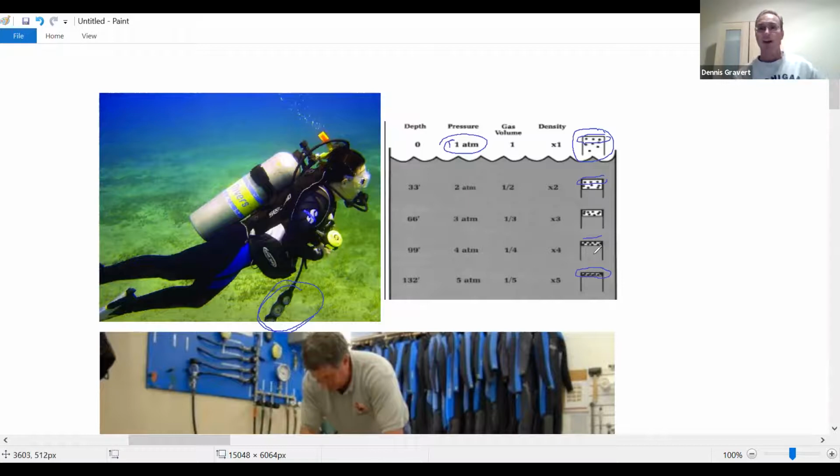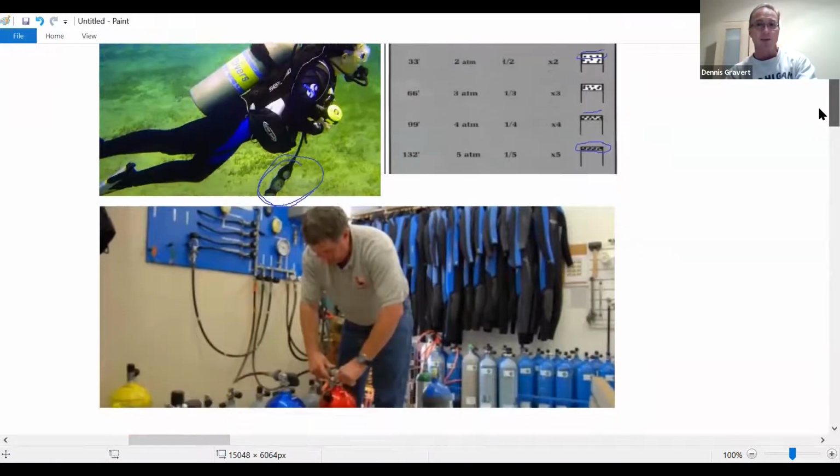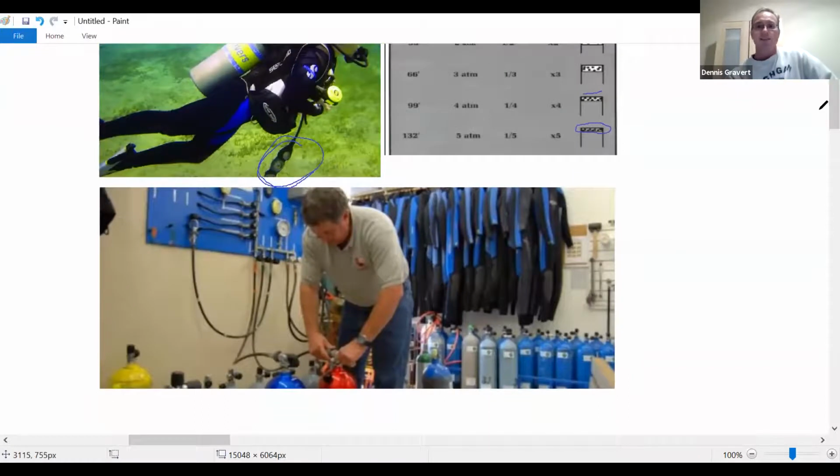So there's something called oxygen toxicity. It can be very hazardous. So what you need to do, if you plan to spend time deep in the water, is change the ratio of oxygen and nitrogen in your tanks. Or you can add helium. Helium's an inert gas, a noble gas, it doesn't react.